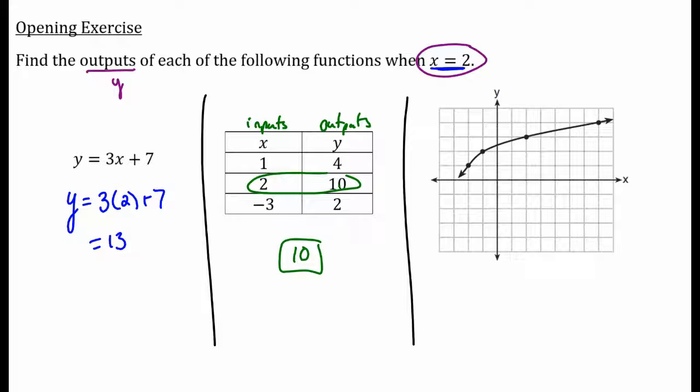When I read the graph, I go to x equals 2. There's x equals 2. Where's the function? There it is, right there. Up 3, so 2 comma 3. The y value is 3.